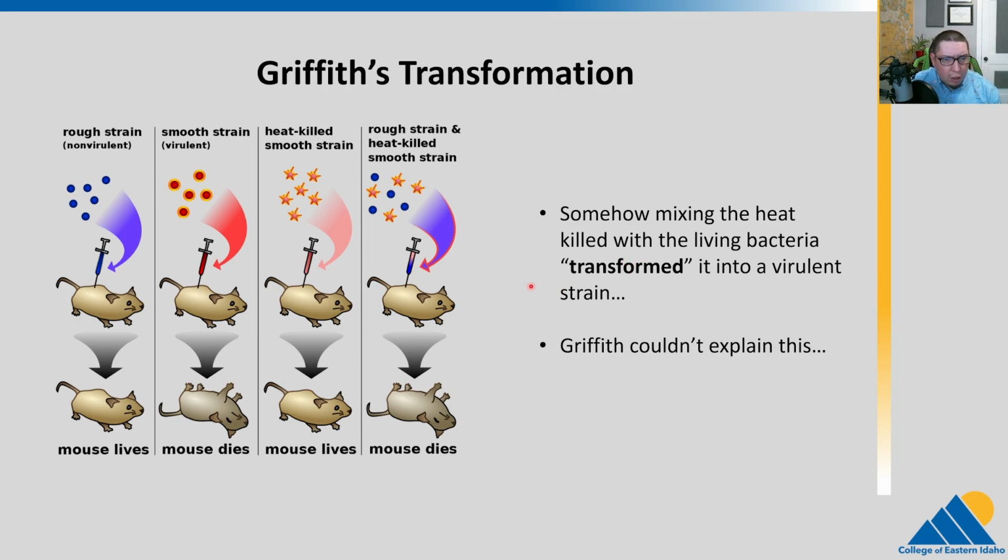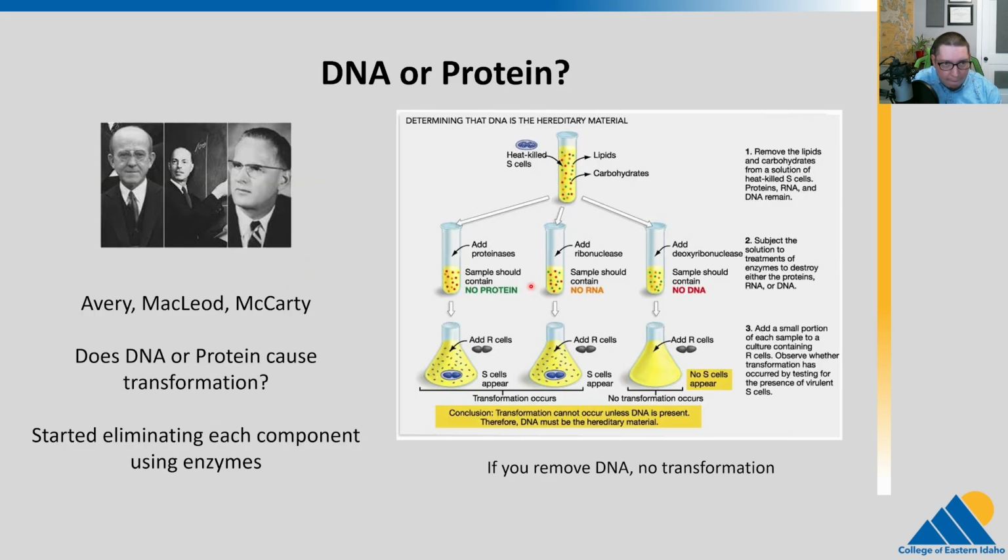What's weird is Griffith has no way of explaining this. What is doing that? He has no idea. And unfortunately, he would not live to see this solved. So he never figures it out. He knows this can happen, but he doesn't know why. Again, if you want to hear more about this story, in Micro 250 we talk more about this in detail.